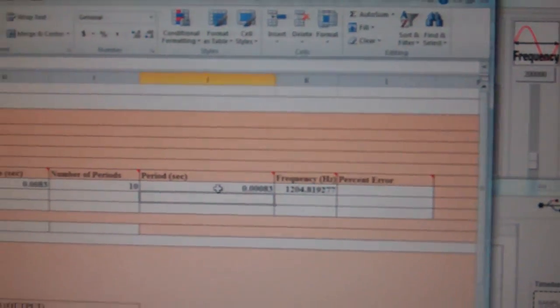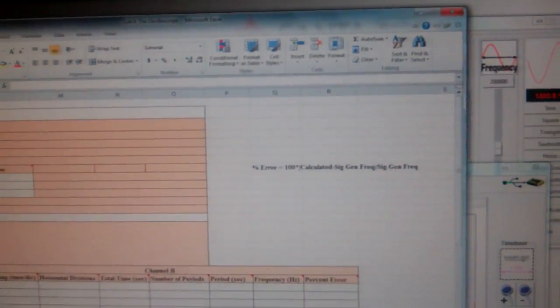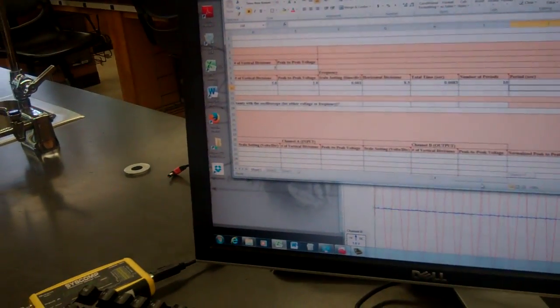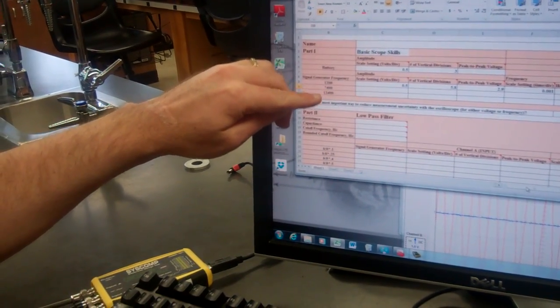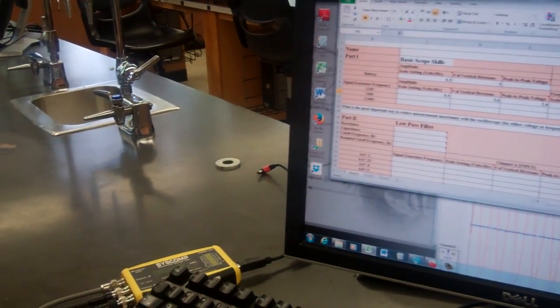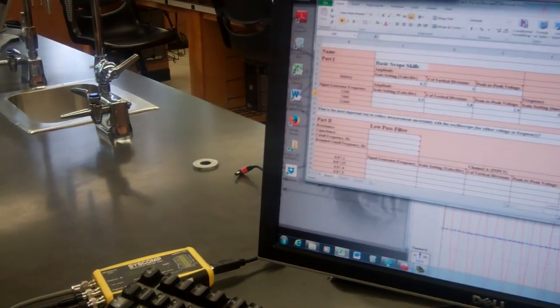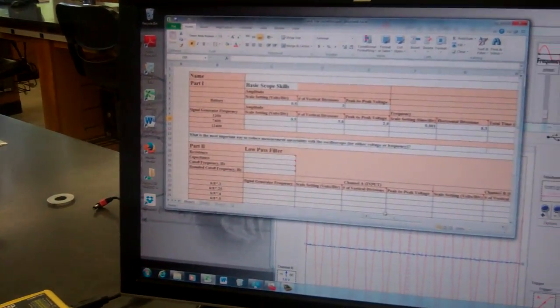So what's our percent error? Well, there's a formula right over here on how to figure out your percent error. You can do it. I'm not going to right now. All right, so you do it for 3 different frequencies, 1200, 7400, and 12400. You should get pretty accurate results. In my case, I'm down less than 1%. You guys can probably manage to do that too.